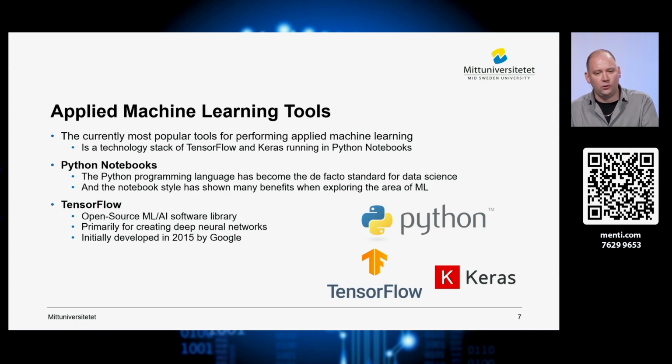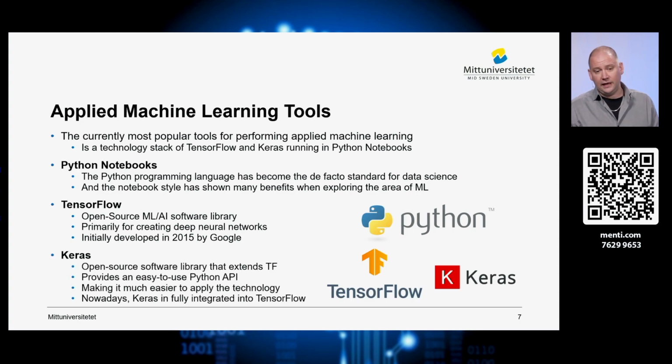And TensorFlow is an open source machine learning AI software library, actually. And it was primarily created for doing deep neural networks, which we will talk a little bit more about. It was initially developed in 2015 by Google, and has since then really taken over quite a lot of this domain. And one of the reasons why it became so good is actually Keras. So Keras is actually an open source software library as well that extends TensorFlow.